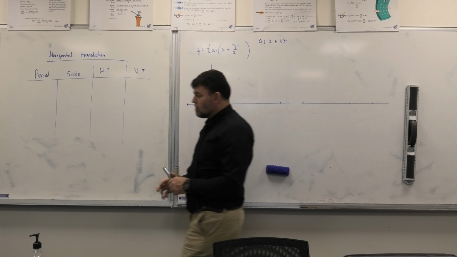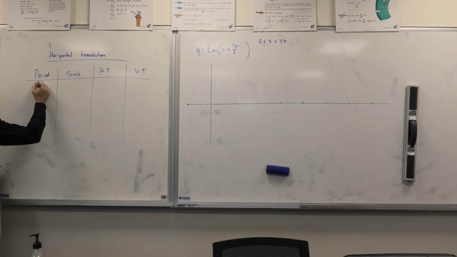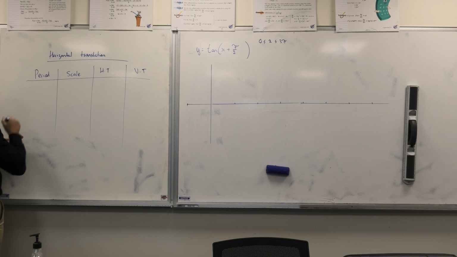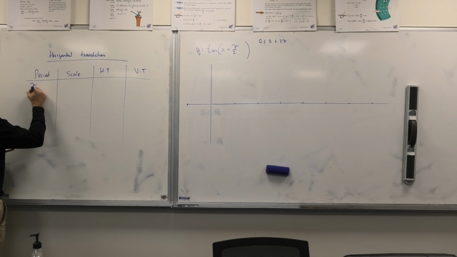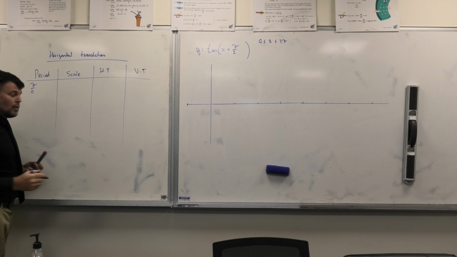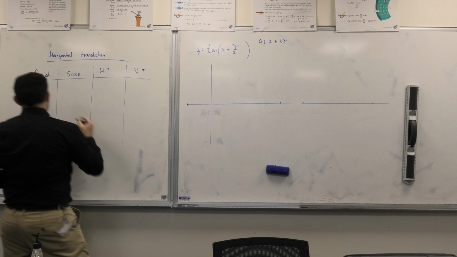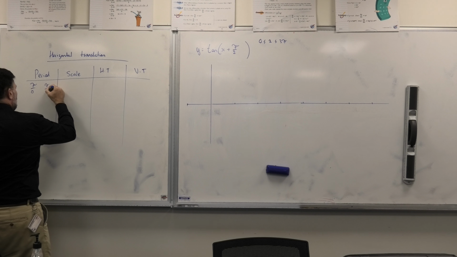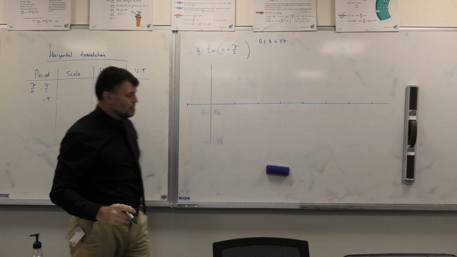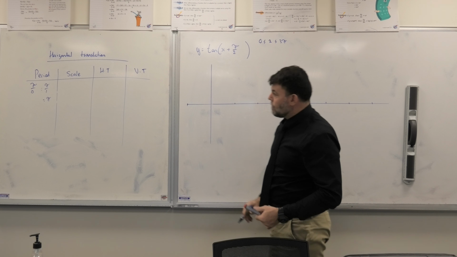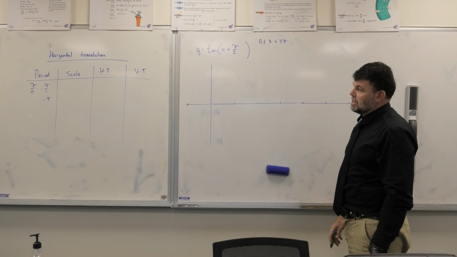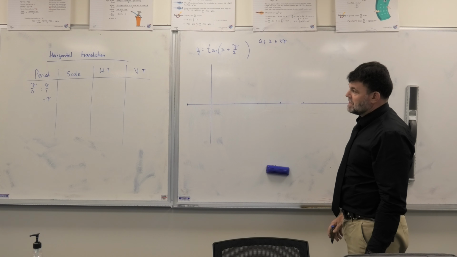So remember, when we look at period, when it comes to tangent, the period was pi over b. However, this time we don't have any value but 1 here. So therefore this here will be pi over 1, which is equal to pi. So therefore we've got a period of pi which hasn't changed.